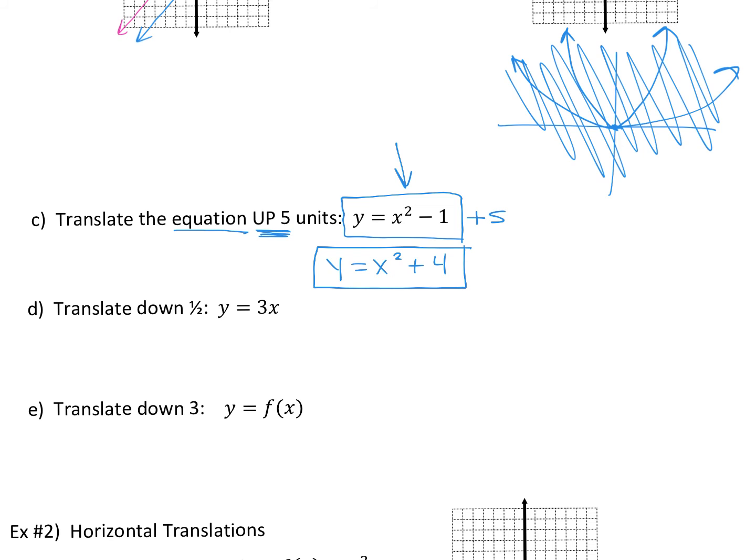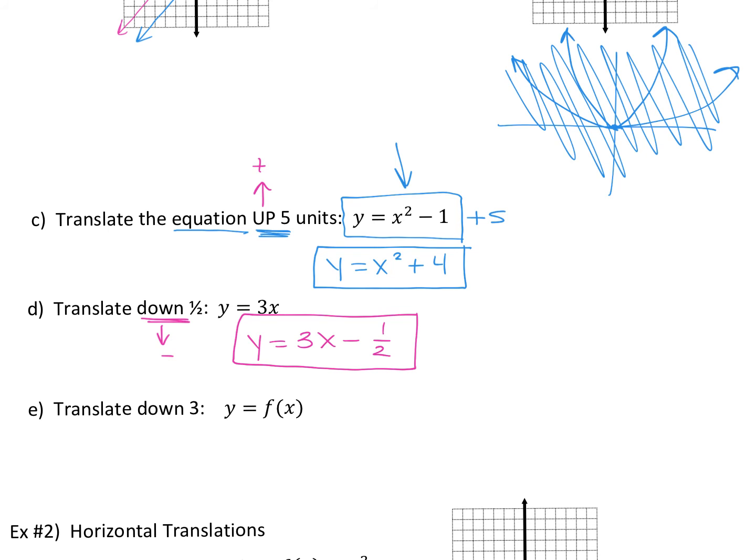Okay, so letter D then, when you translate down a half of a unit, what's that going to be? Minus a half, right? Minus that 1/2. So this is going to be y equals 3x minus a half. Okay, because we went down. Down means we're subtracting. Up means we're adding.